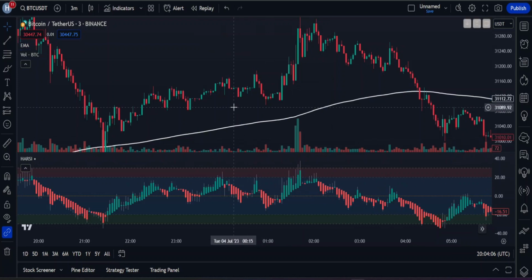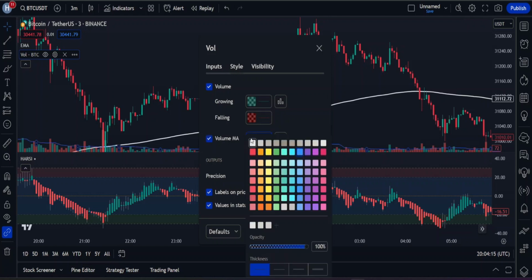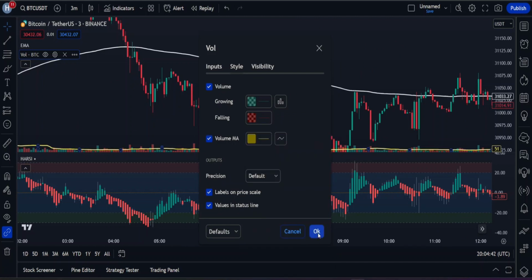Now let's head over to the volume indicator settings. Once you have done that, head over to the Style settings and enable the moving average in order to make the line easier to see. We will also be changing the color to yellow. That was all that we needed to do.